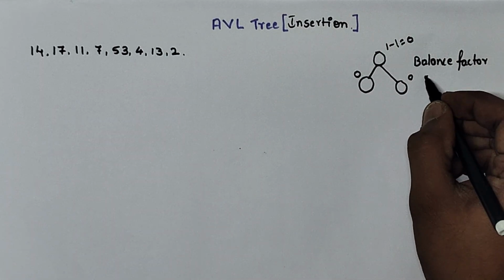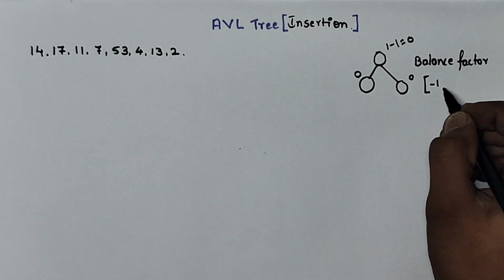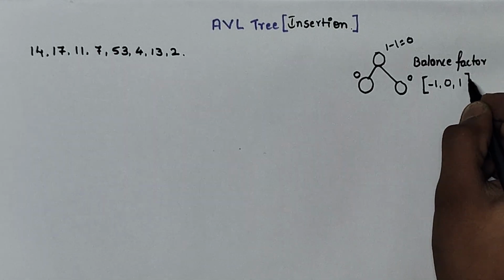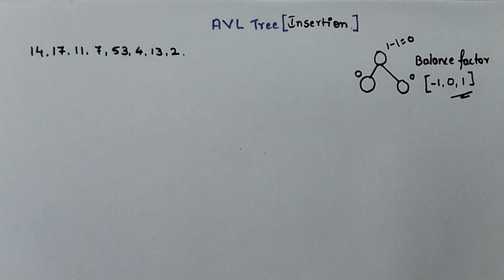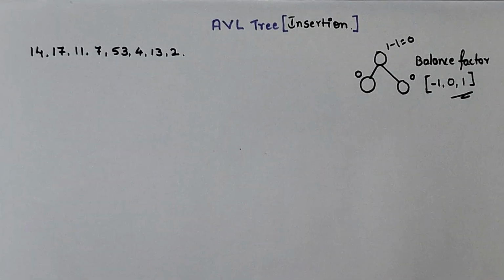So the balance factor range will be from minus 1, 0 and 1. If you get the balance factor as minus 1, 0 or 1, you can proceed with the problem. Otherwise you must make minor changes. So now let's start doing the problem.